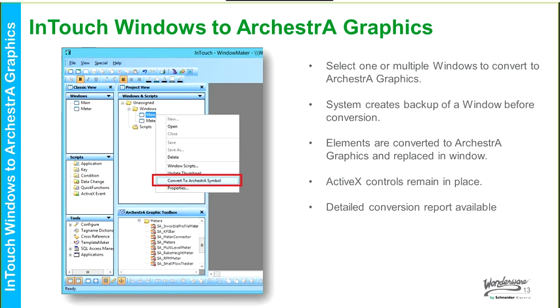When the conversion is finished, you will also get a detailed report saying what elements in the window were successfully converted and what elements were not successfully converted. If you have some ActiveX controls, they will, of course, stay in place. They will not be removed. But it's a good idea to look into this report and see the results.